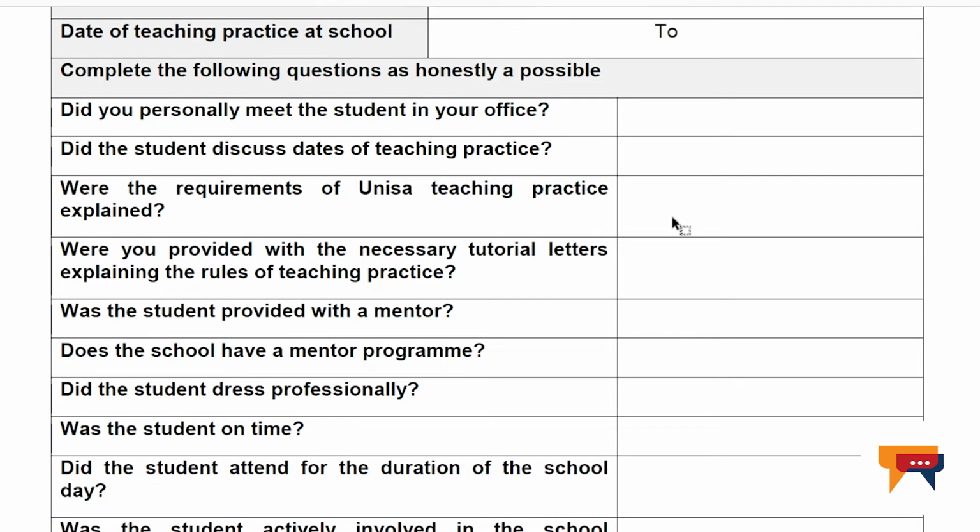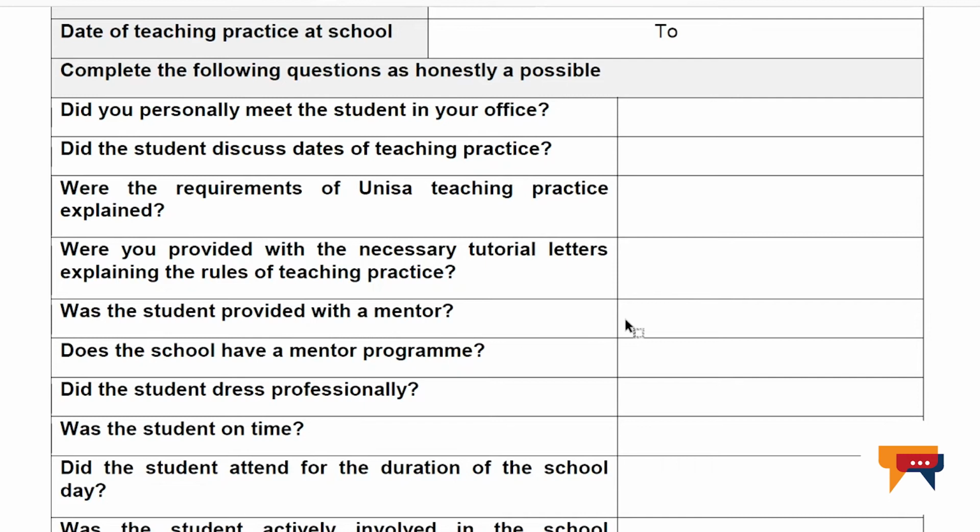They should be explained by you to the teacher, to the principal. Was the principal provided with the necessary tutorial letters explaining the rules of teaching practice? Now, these are especially tutorial letter 102. Show the principal your tutorial letters and let the principal also make a copy of the first pages of your tutorial letters where we have written out the regulations or the requirements. It is important that the school has this information.